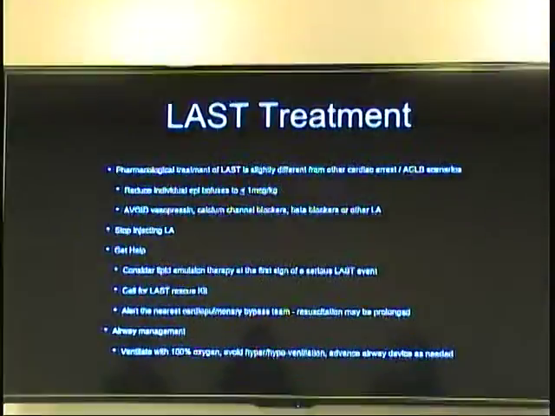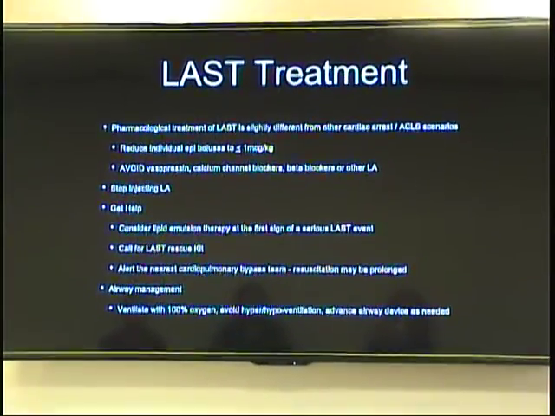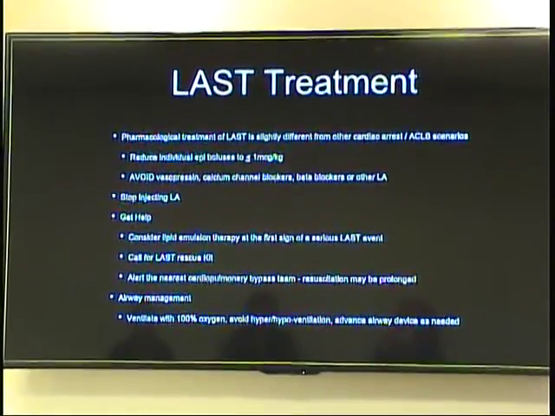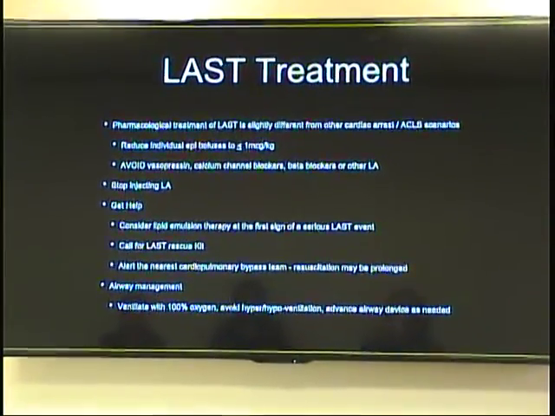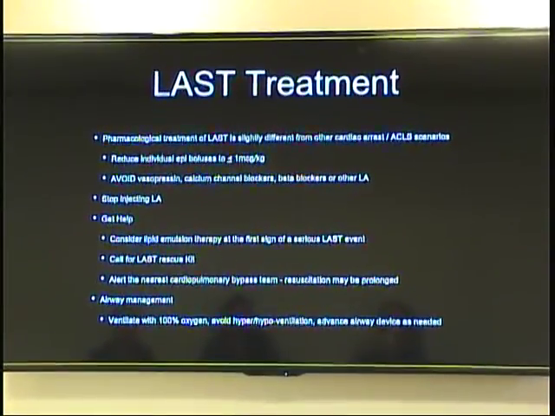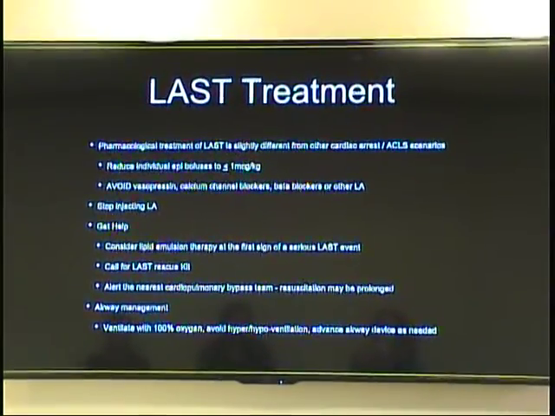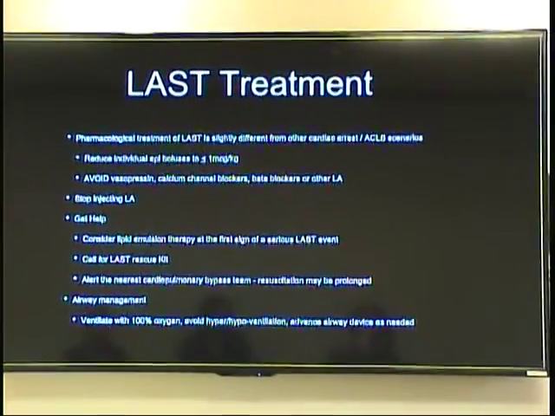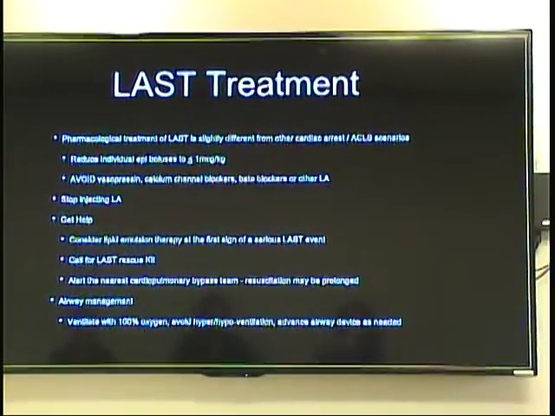The other thing too, sometimes it says you could replace the epinephrine with vasopressin. You don't want to do that either. Bad outcomes have been associated with using vasopressin in LAST. And you don't want to use any calcium channel blockers or beta blockers. You don't want to use any other local anesthetics, because you might not be in cardiac arrest, but you might have some arrhythmic issues going on and think, oh, let's give them lidocaine. That was ACLS years ago. Yeah, avoid that. So first thing you do, stop injecting the local anesthetic if you're injecting anything.